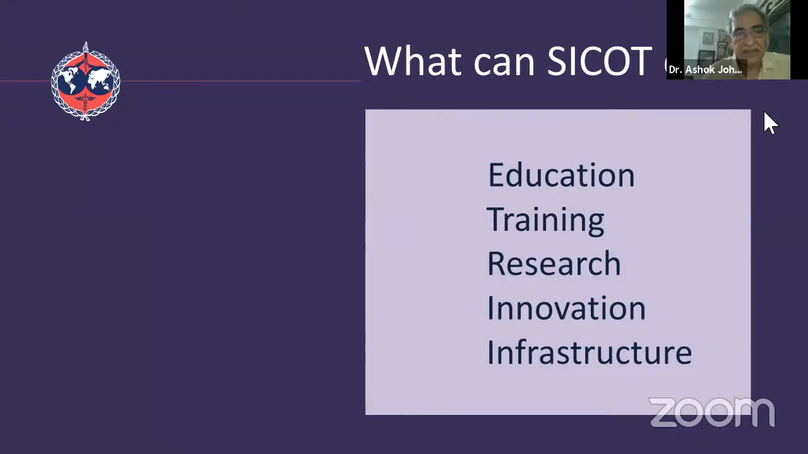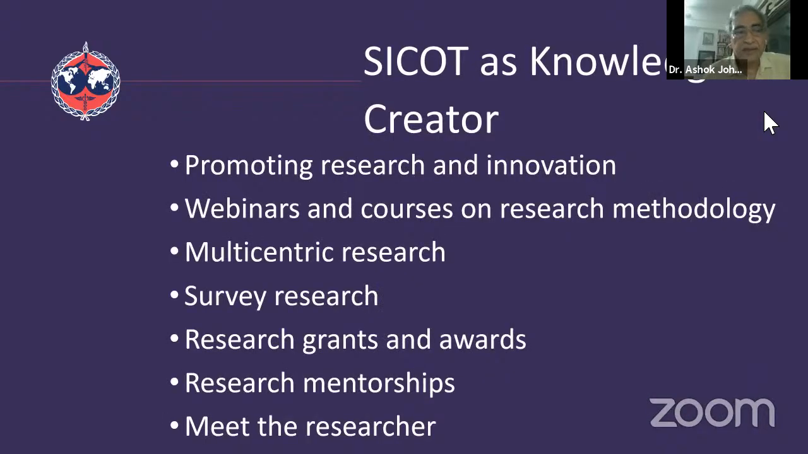We take over research, which no one has spoken about today. One of the reasons why the underdeveloped countries are not known for their prowess is the lack of research. We're not publishing enough. So CICOT can act as a knowledge creator by promoting research and innovation, by webinars and courses on research methodology, multicentric research, survey research, research grants and applications, and awards, for example, research mentorships and meet the researcher.